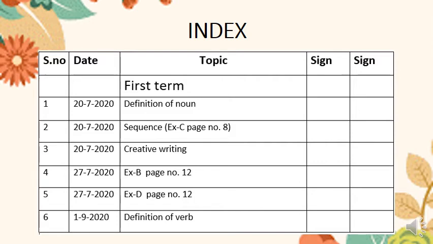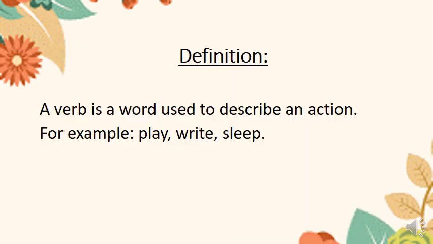As you all know, we start our work by making an index. You can see we have done this much work up till now in our grammar copy, but today's work is the definition of verb. Write down serial number 6, today's date, that is 1/9/2020, and definition of verb. We are going to write the definition of verb and do a little exercise on it as well. Before definition of verb, we have done creative writing as well, so your creative writing index should be mentioned too, because maintenance of the index is very important for you all.